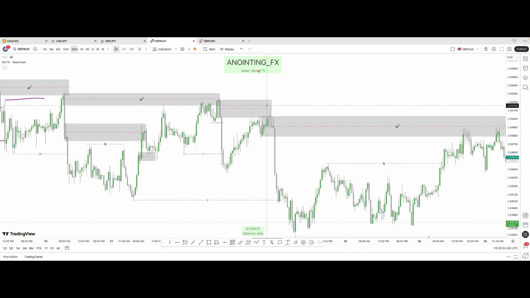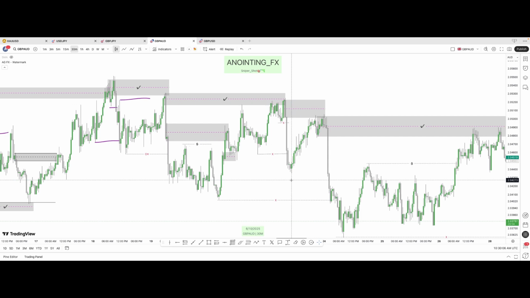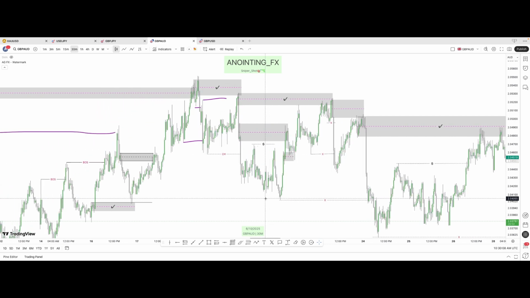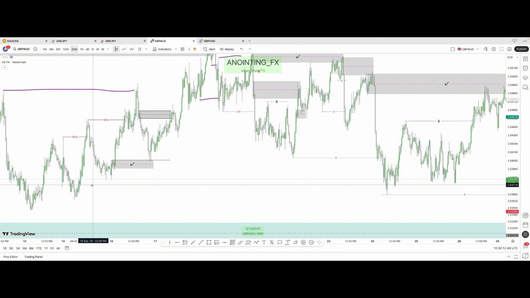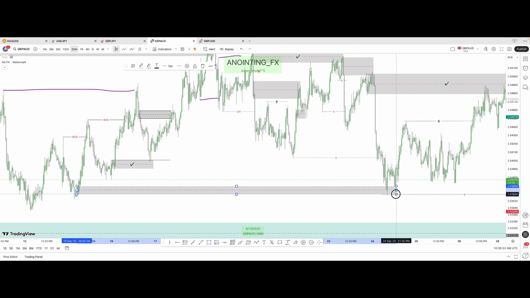So price kept on selling to the downside. Okay, and let me see. I had a buy at this point, but I got out so early. This buy, I got out so early.